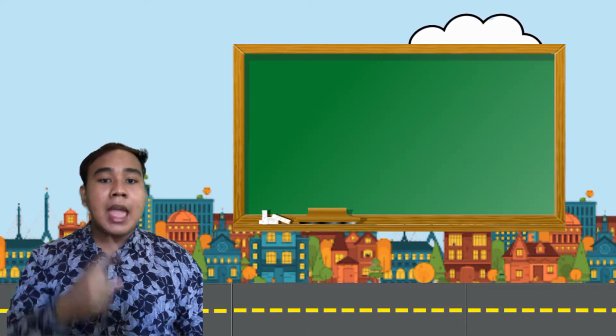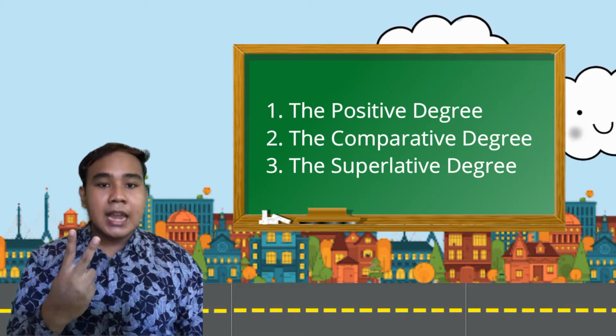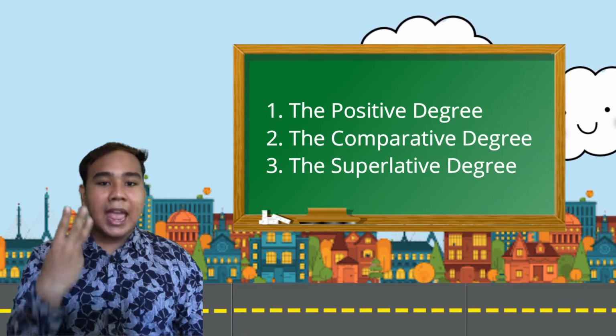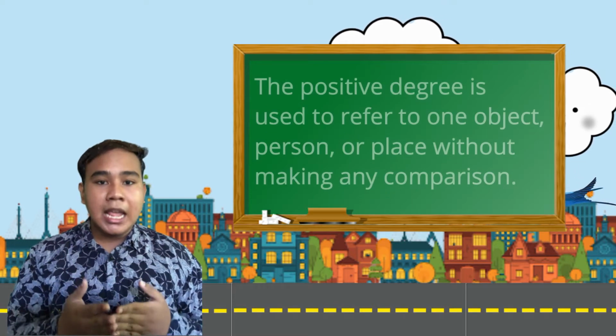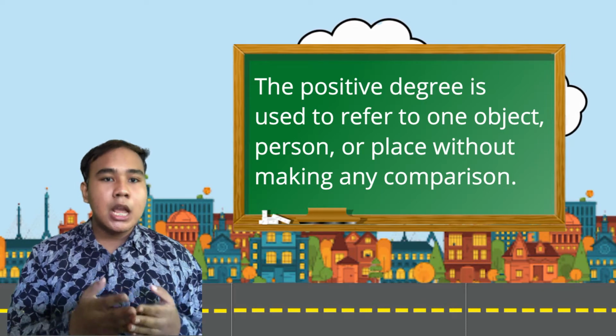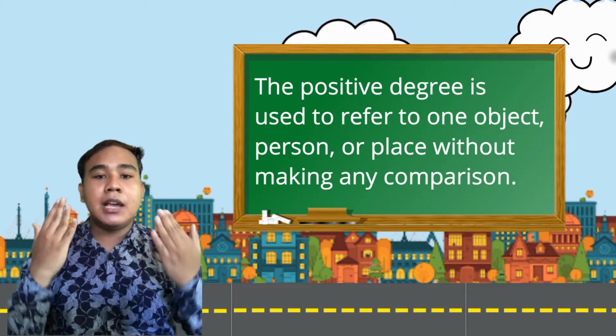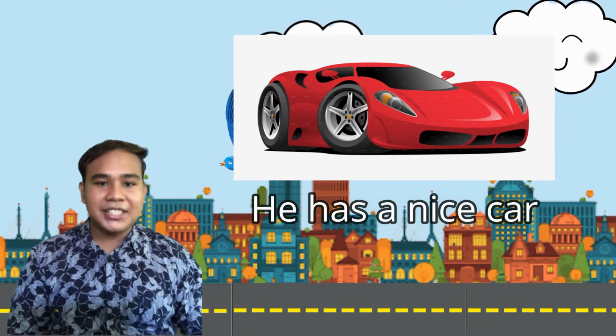There are three degrees of comparisons. The first is the positive degree, second is the comparative degree, and the third is the superlative degree. The positive degree is used to refer to one object, person, or place without making any comparison. For example, he has a nice car.